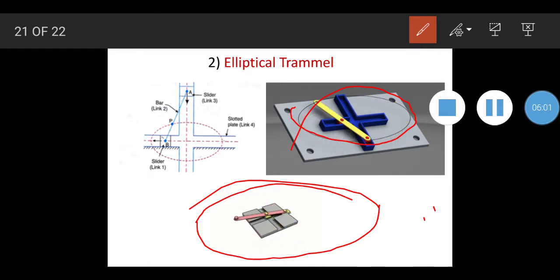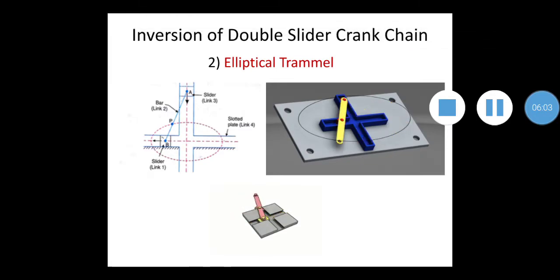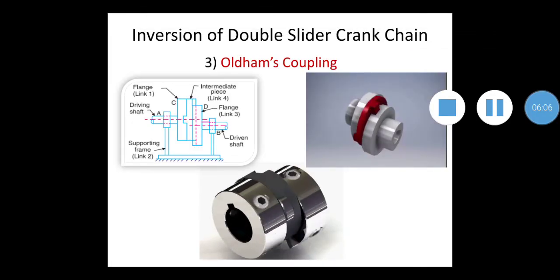Okay, now let's see the next type, that is Oldham's coupling. This mechanism is obtained by fixing link 2, which acts as a frame. It is used to connect two parallel shafts which are not coaxial. Shafts having axial eccentricity are coupled by using an Oldham's coupling.